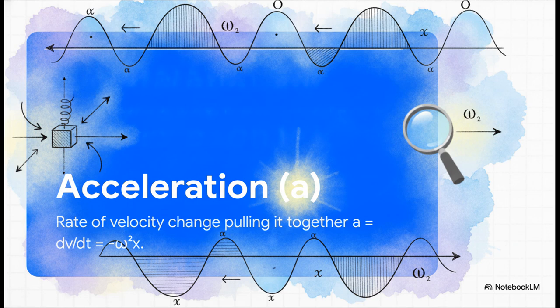A equals negative omega squared x. Acceleration equals a negative constant times displacement. Literally, this is the mathematical holy grail for this topic. It proves that the acceleration is directly tied back to how far the object is from the center, pulling in the absolute opposite direction. This specific relationship is the very definition of simple harmonic motion.